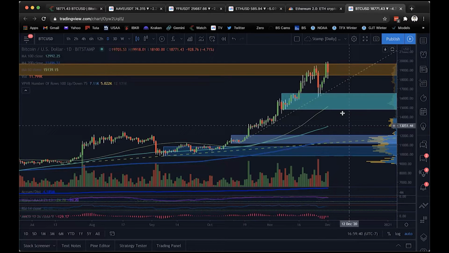Another 17 takes us down into about 14. So that's possible, unfortunately. We'll see what happens, but I'm hoping, and I think things are looking good, that we'll hold this trend line and then continue higher.